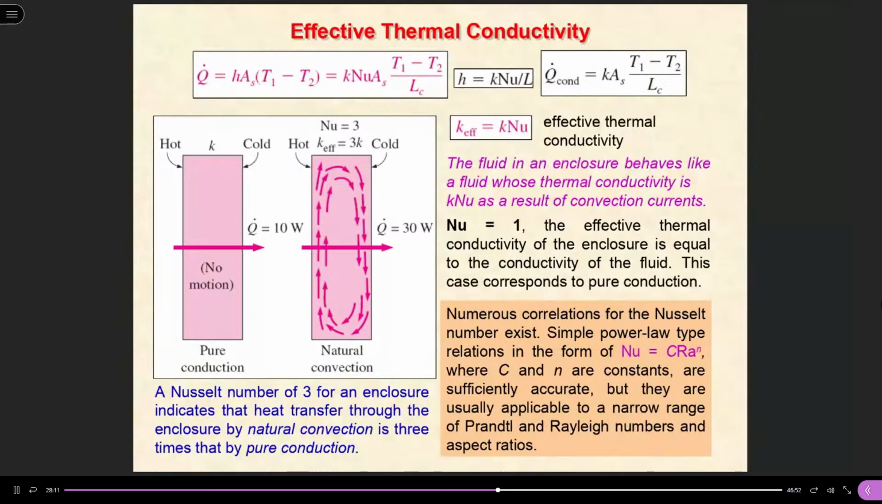Therefore, for the calculation of the overall heat flow through this layer, we calculate the heat transfer by using an H, right? Then from the definition of Nusselt number, because Nusselt number is defined this way, it's H L over K. Therefore, H will be equal to K times Nusselt number.